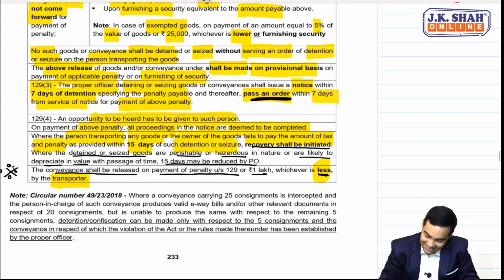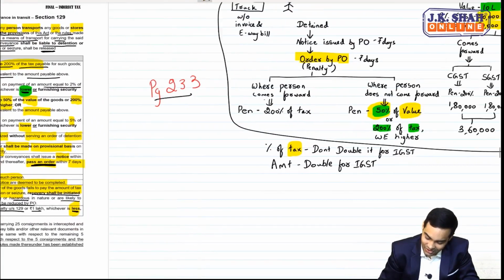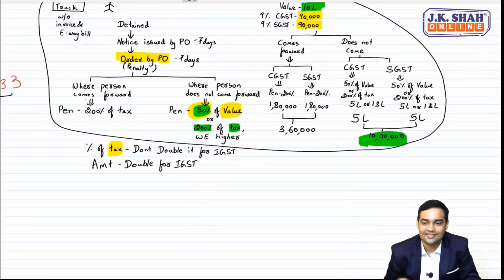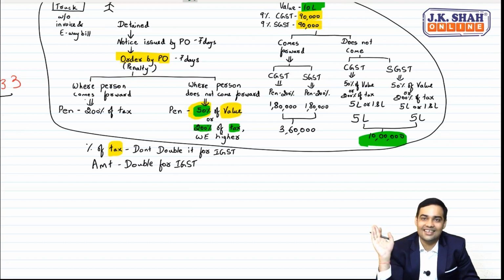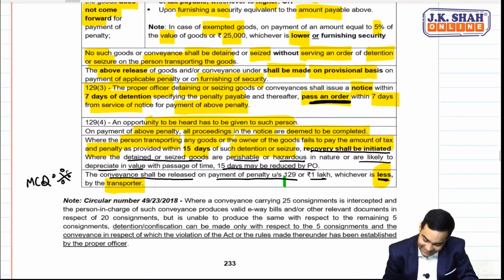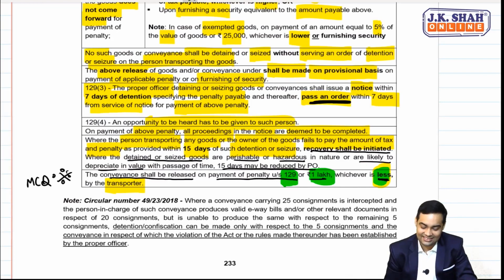Otherwise, transporter will leave the truck. Imagine, transporter has to pay this penalty of 10 lakh. 10 lakh or 1 lakh, whichever is lower. Because otherwise, the truck value will not be that much, people, after depreciation. So, government has, that's why said, penalty under 129 or 1 lakh, whichever is less. Mark it, it is important for MCQ.